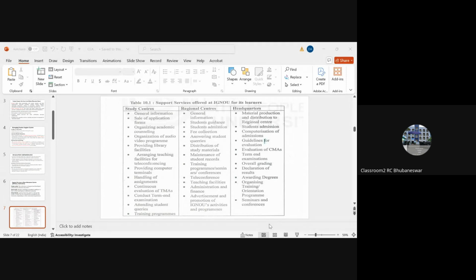We also contact with headquarter and they can try to solve our problems. So this is the 3-tier system of IGNOU student support service system.